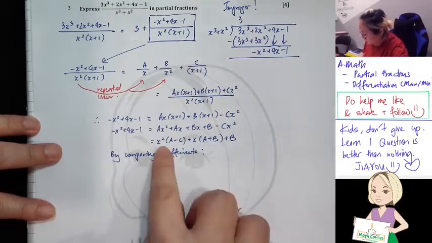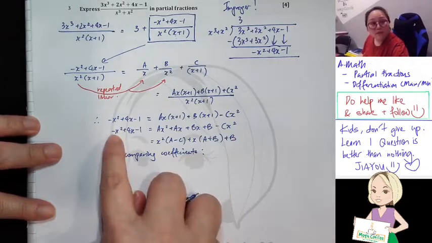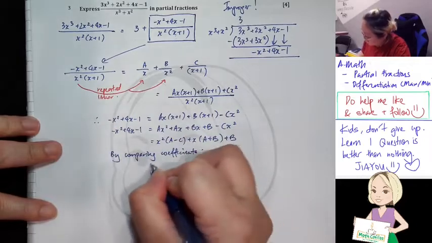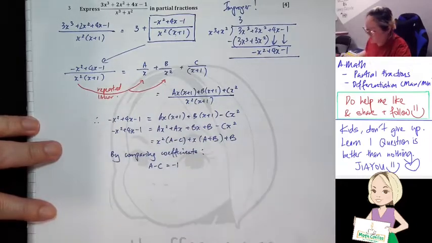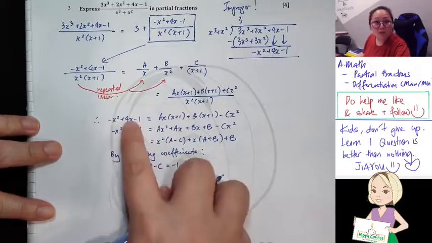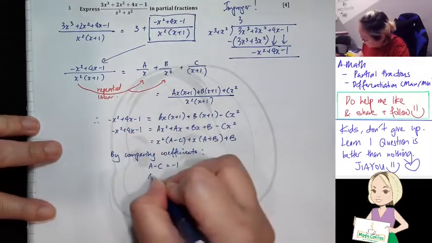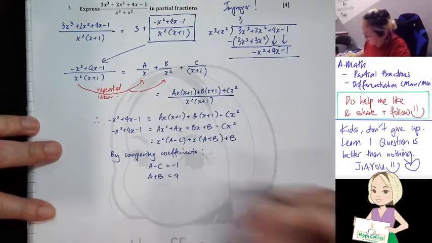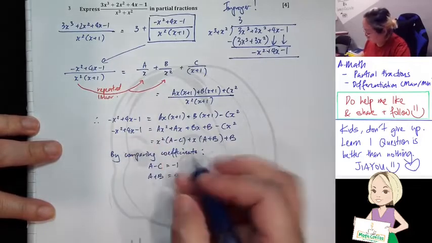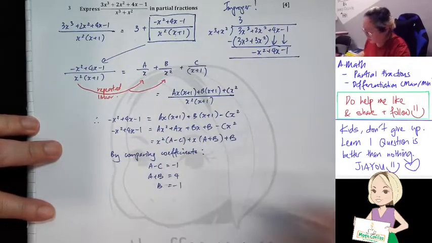you will see that the left hand side, my coefficient of x squared is -1. It means that a minus c is -1. So I have a minus c equals -1. And then I have a plus b equals 4. And lastly, easy, b equals -1.